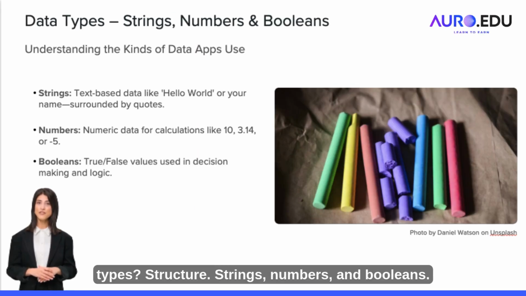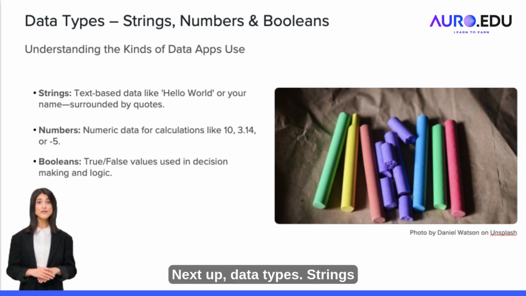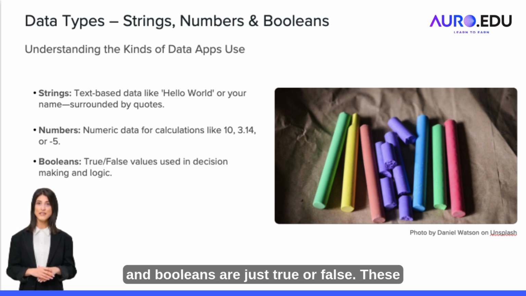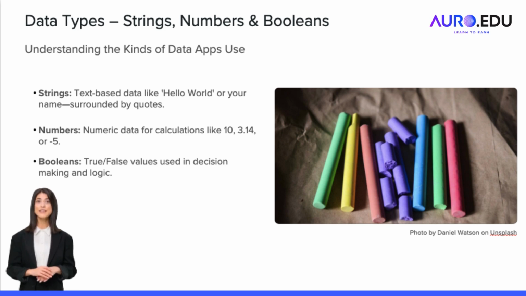Data types: strings, numbers, and booleans. Next up, data types. Strings are words, numbers are, well, numbers, and booleans are just true or false. These three are like the Lego pieces your app uses to decide, calculate, and display stuff.